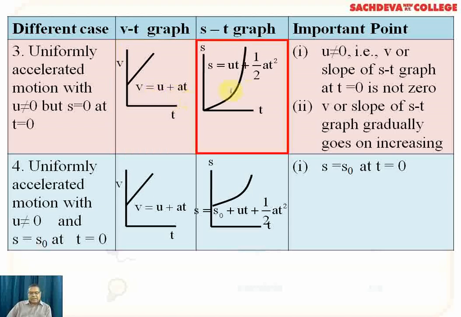Now, in the ST graph, again the same thing has been shown. That is, the initial velocity is not 0.